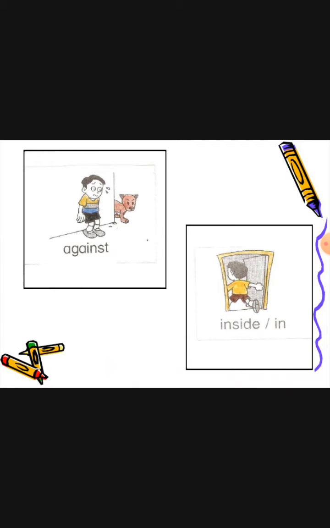Now if we see the next preposition, that is in or inside. When you are within the boundary of something, then you are in. I'm in the room. You are telling that you are in the boundary of the room. So for showing that you are in the boundary of something, we use in. So we can say the boy is in the room.